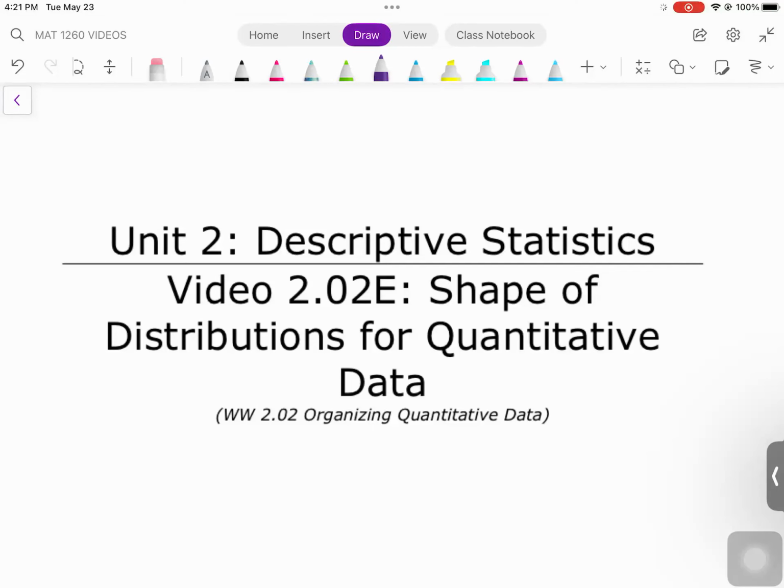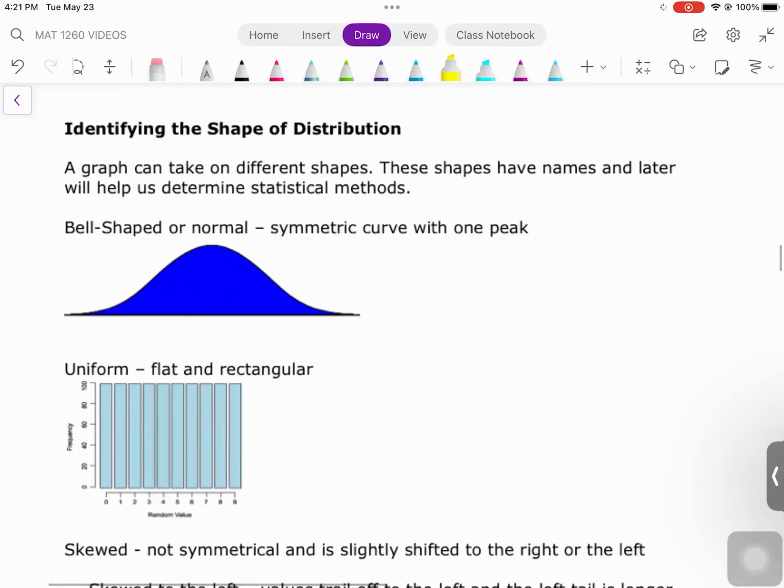In this video, we're going to look at the shape of distributions for quantitative data. So the shape of a distribution can take on different forms. The shapes have names, and later we're going to talk about them and how they're used to determine statistical methods.